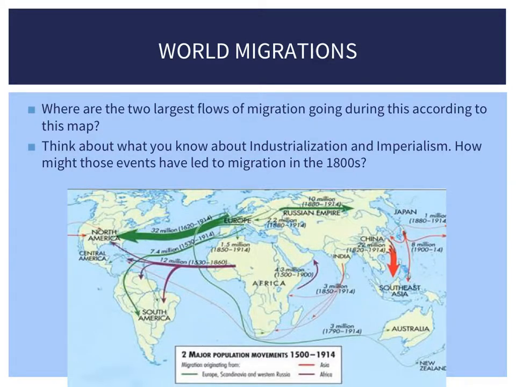So if you look at this map of migration, there's a couple questions here, and you could pause and discuss these questions as a class if you'd like to. Where are the two largest flows of migration going during this according to the map? And then think about what you know about industrialization and imperialism. How might these events have led to migration in the 1800s? So go ahead and pause and you can discuss as a class.